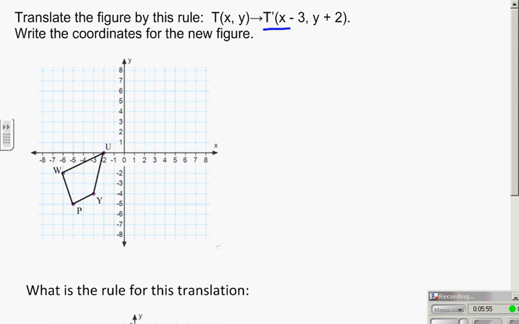A couple more examples. Translate the figure by this rule. So here we're given the rule. I'm going to take every x, I'm going to subtract 3, and every y add 2, and that will give me my new point.